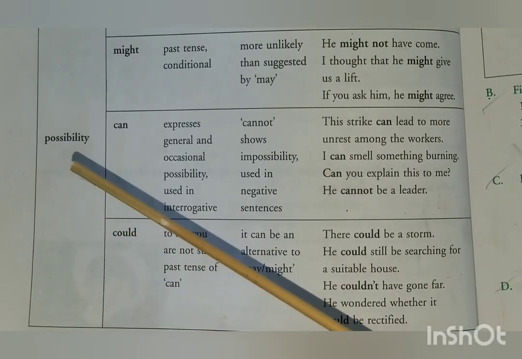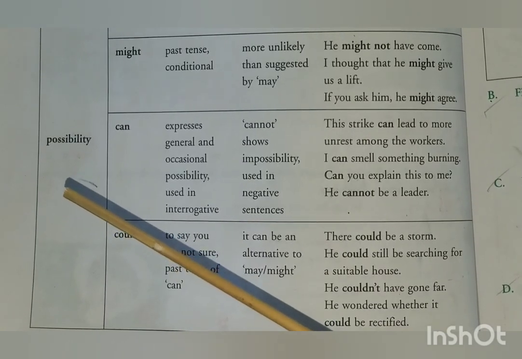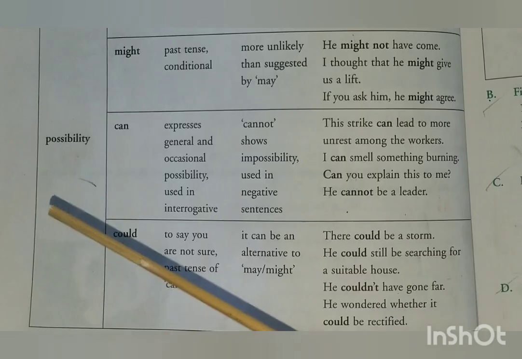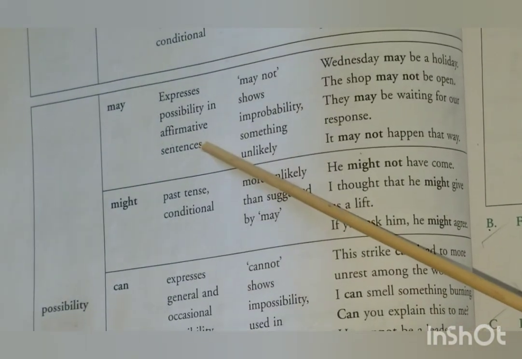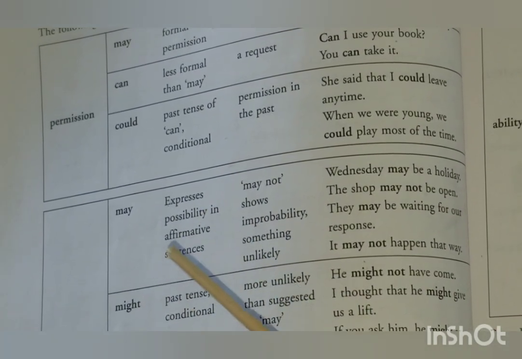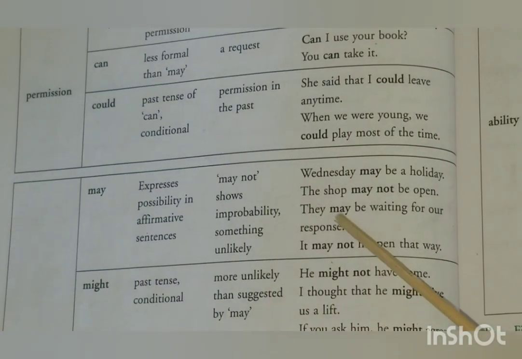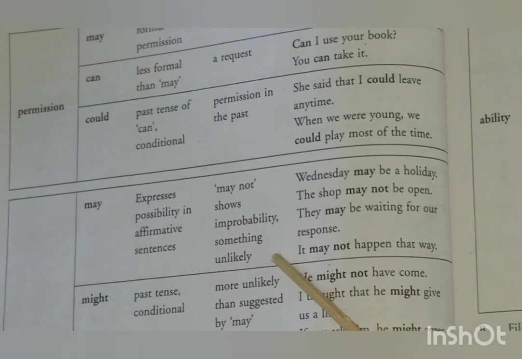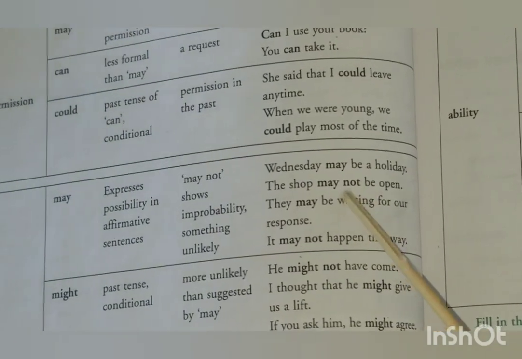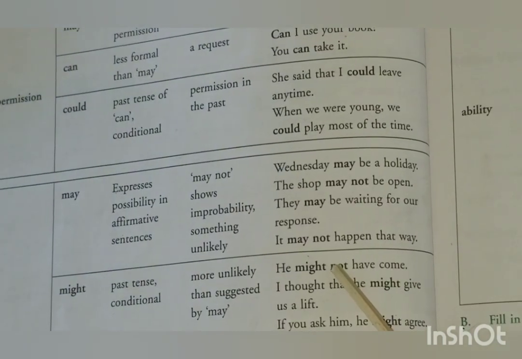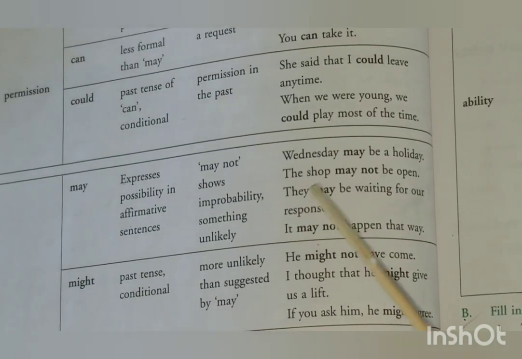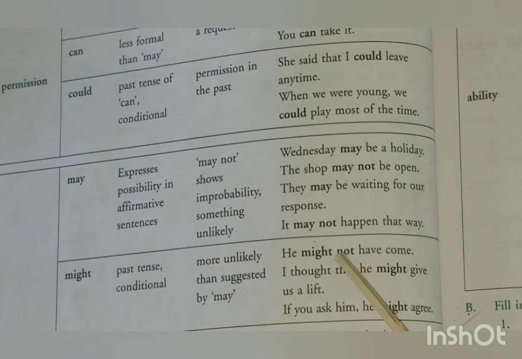Students, now we'll read about possibility. How can we use the models in possibility and which models are used in possibility? Possibility mein hum read karenge may, might, can and could. Students, sabse pehle may expresses possibility in affirmative sentences. May not shows improbability, something unlikely. Wednesday may be a holiday. Wednesday shayad holiday ho. The shop may not be open. Shayad shop open na ho. They may be waiting for our response. Shayad wo hamare response ka wait kar rahe ho. It may not happen that way. Ye is tarah se na ho.